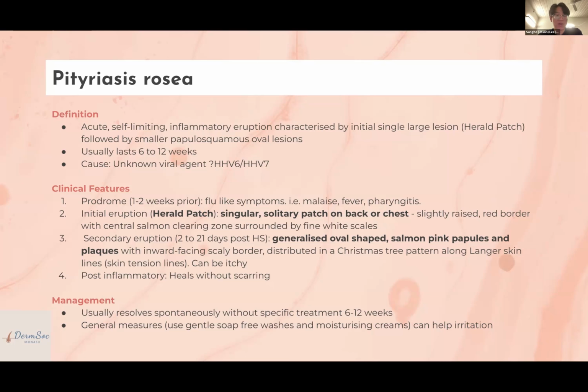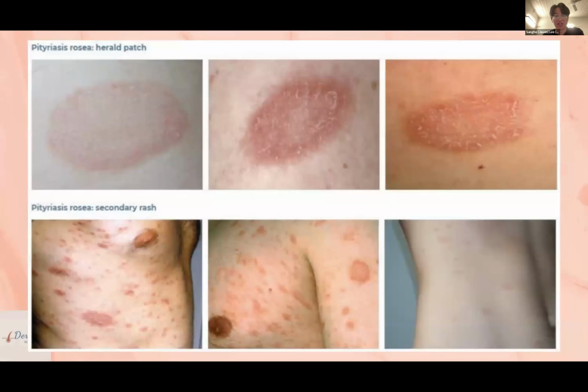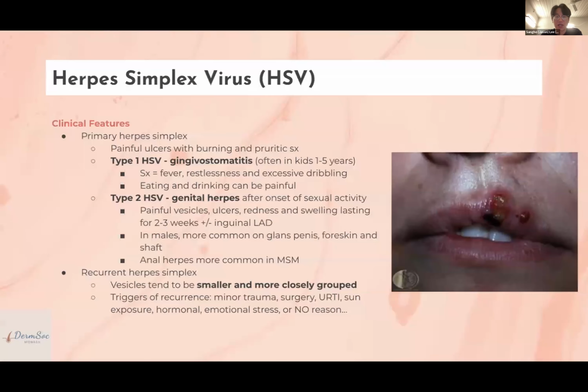It's thought to be caused by some sort of viral infection, but no one really knows what it is. Nevertheless, they resolve by themselves without specific treatment and don't really have any leftover scarring as well. So there's a photo of the herald patch, which appeared initially, just a single lesion, and then they become generalized eruptions afterwards. Quite important to know this one. I think I've seen it pop up a fair few times on previous questions.